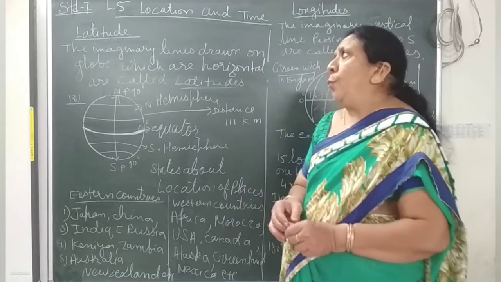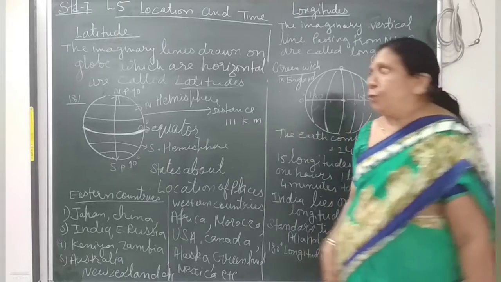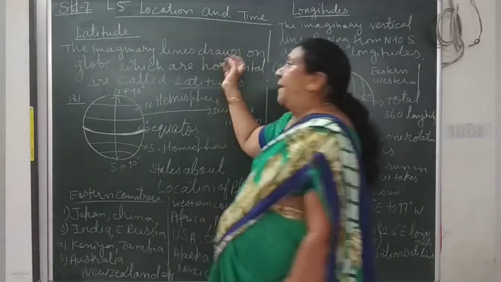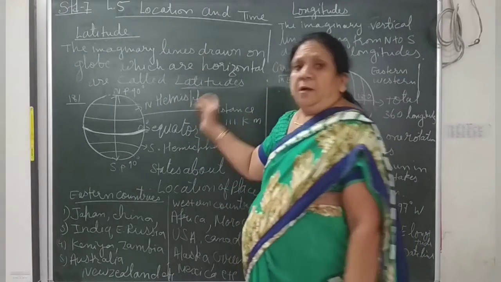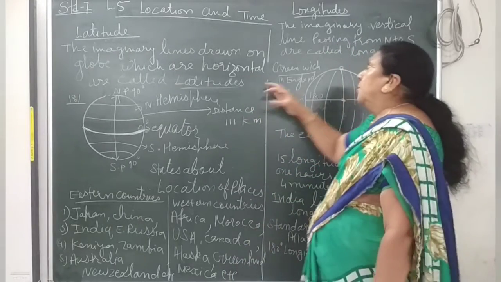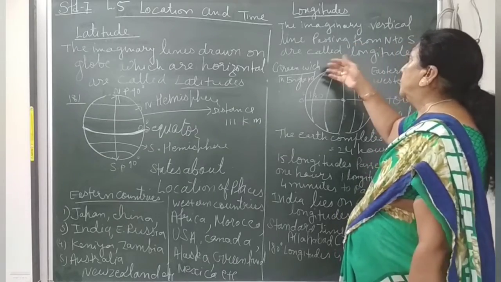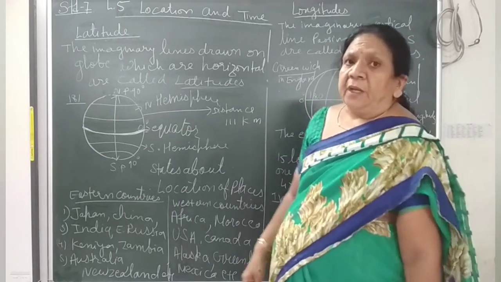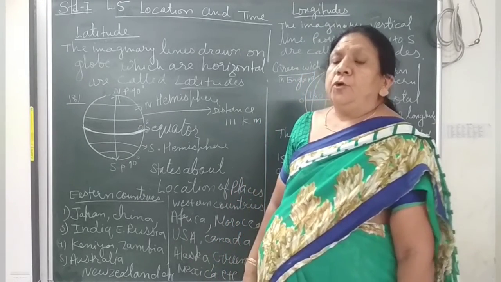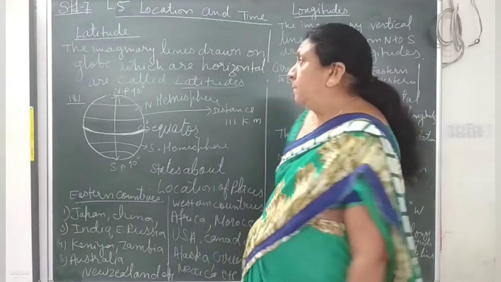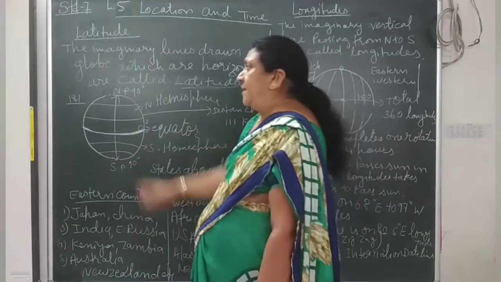Now, you all know the definition of latitude and the definition of longitude. Latitude means the imaginary horizontal lines drawn on the globe. So now, what is longitude? The imaginary vertical lines passing from north to south are called longitude. Understand? This is the definition of latitude and longitude. You all know about the zones we studied. Further, we will first study about latitude.